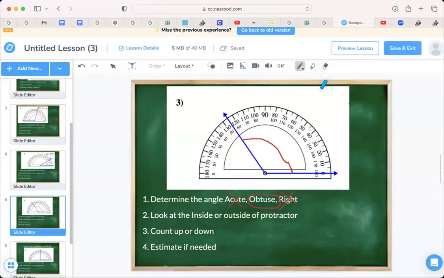Let's see if you can think of it before I say it. What are the degrees for an obtuse? Okay, if you said obtuse is 91 to 179, you are correct.